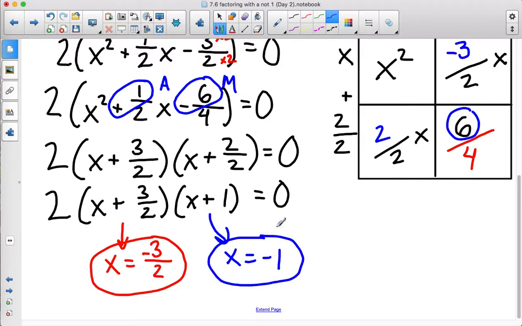And then just like last chapter, those would represent my x-intercepts of my graphs, which we'll start to do later on in the following days, but not today. We're just doing factoring and then solving. So I need to factor with my table using my fractions. Okay?